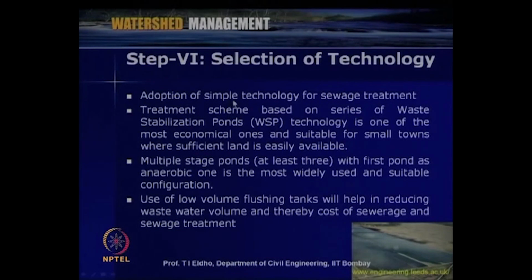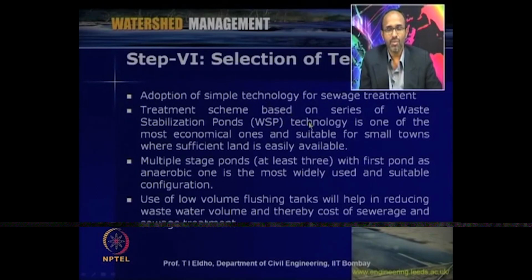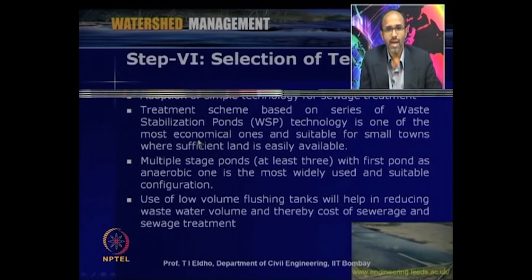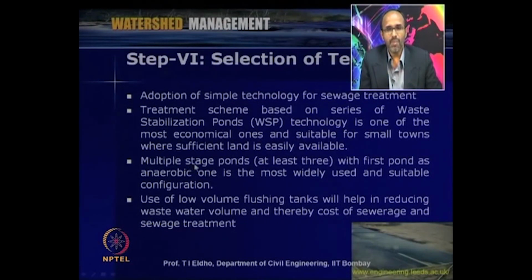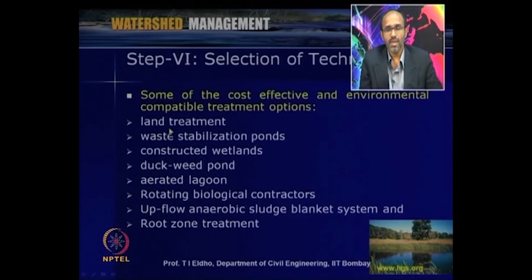Here, the adoption of simple technology for sewage treatment, mainly wastewater treatment, is concerned, how to treat the sewage. Then a treatment scheme based on a series of waste stabilization ponds technology, and we have to look for the most economical ones. Then multiple stage ponds, for example at least 3 ponds, with the first pond as anaerobic, is the most widely used and suitable configuration, and then use of low volume flushing tanks will help in reducing the wastewater volume and thereby the cost of sewage treatment. So, like that we have to select the specified technology.